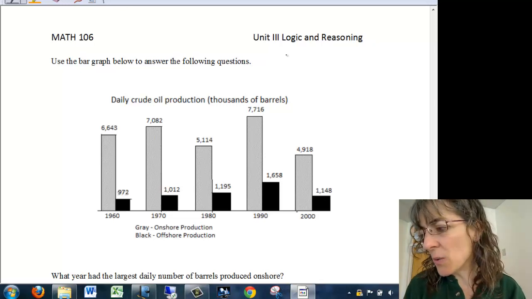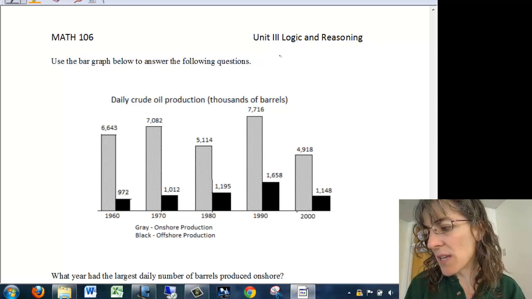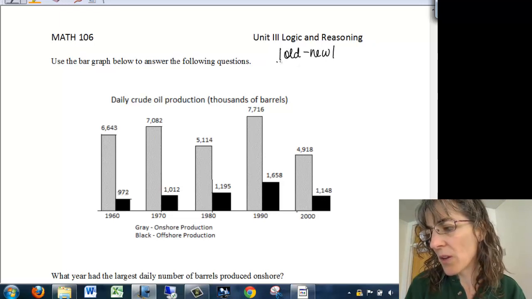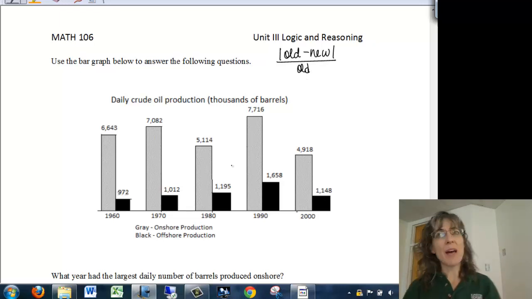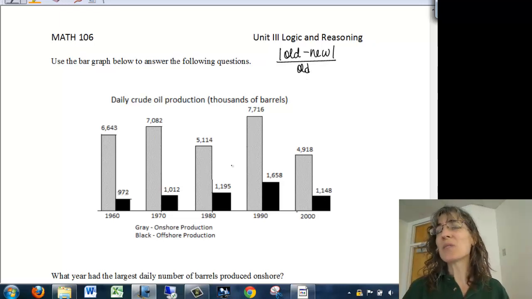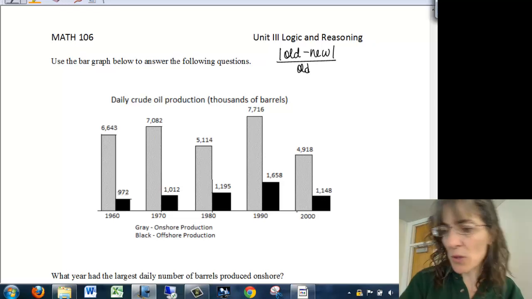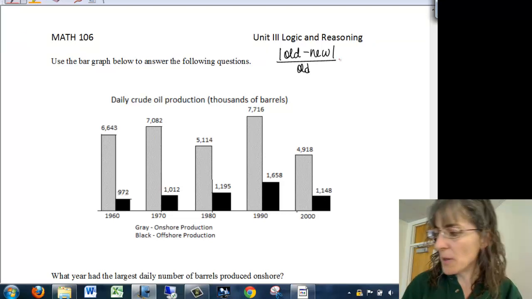The first thing I want to tell you is if you're doing percent increase and decrease, you're just going to take the old minus the new divided by the old. Now I put absolute value bars up there, so that means whatever you end up with on the top, turn it into a positive number. That's what the absolute value does. So whatever it comes to, if it comes out to a negative when you do old minus new, change it to a positive and then do the division. So that's what those bars mean. So I'll put a little note there.